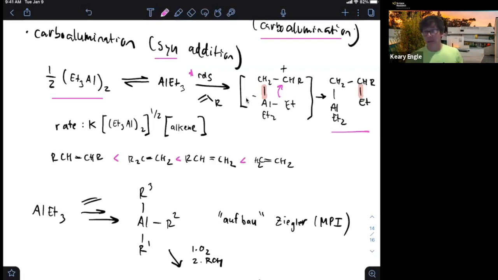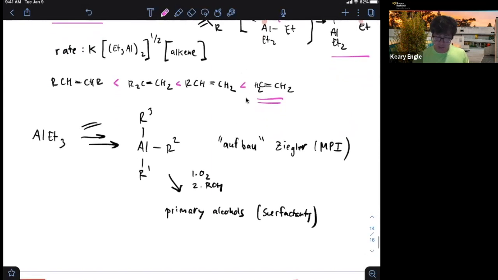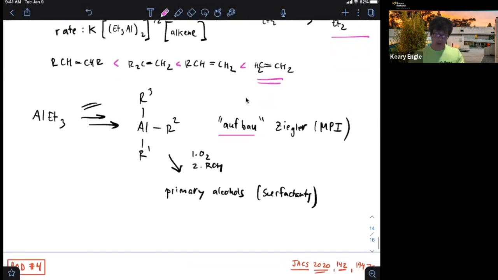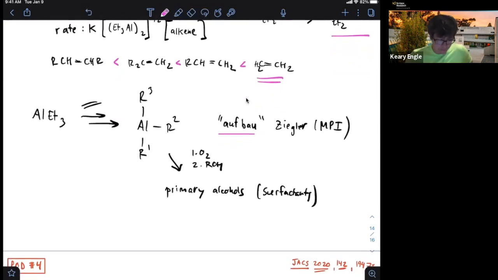An important application of carboalumination in industry takes advantage of the enhanced reactivity with ethylene. And this is a process called the Aufbau process, developed by Karl Ziegler at the MPI for Kohlenforschung in Mülheim in Germany, where I worked for 1 year after undergrad.